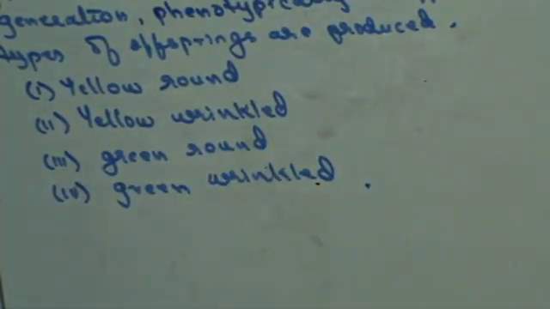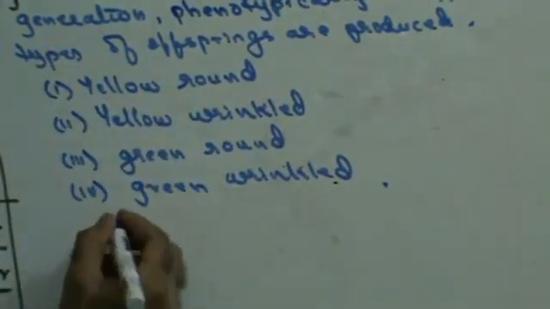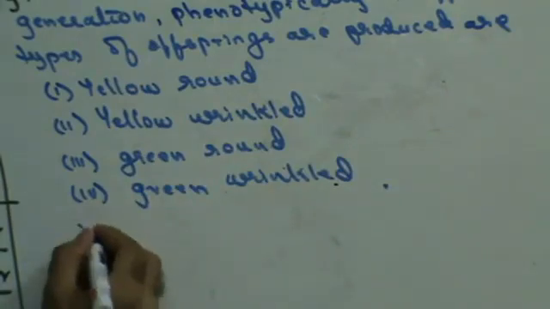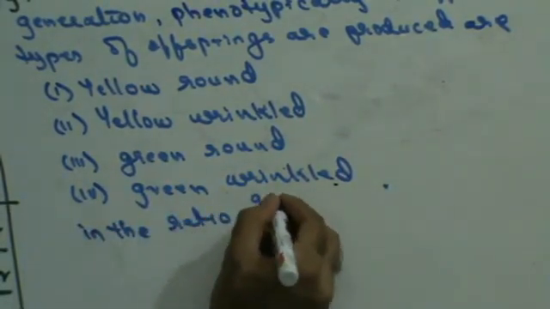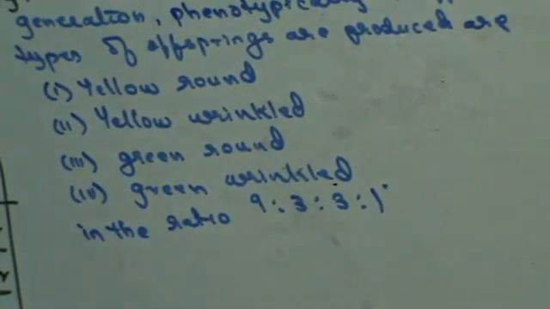These are the 4 different types of seeds that would be produced. The 4 different types of offspring produced are in the ratio 9:3:3:1. That would be the ratio in which they would be produced. Now in this cross, the yellow colored round shaped seeds and the green colored wrinkled seeds are called the parental combination. The yellow round and the green wrinkled.